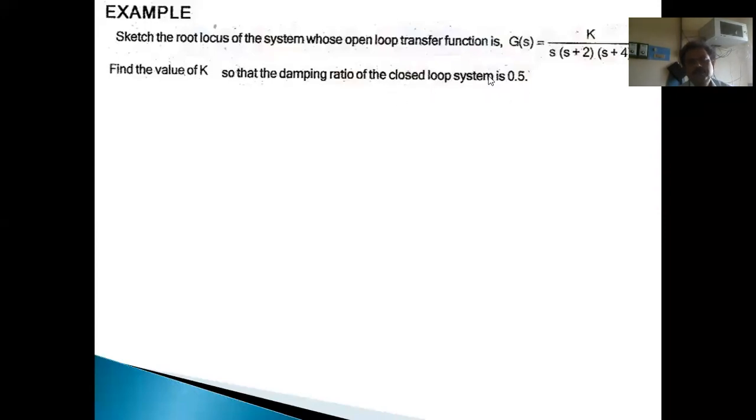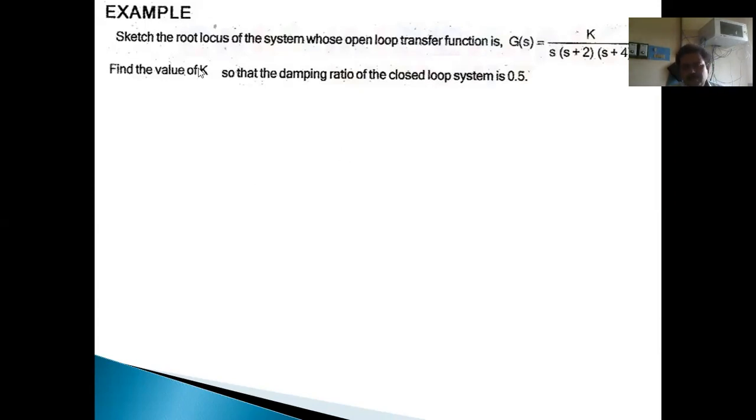The damping ratio zeta for the closed loop system is 0.5. We have to fix zeta. That means the damping ratio must be 0.5, such that we have to design the K value. We have to adjust the K value, since in root locus K is ranging from 0 to infinity. As K increases from 0 to infinity, the root locus branches move gradually, maybe towards the left or right side, whatever it may be, on the s plane.